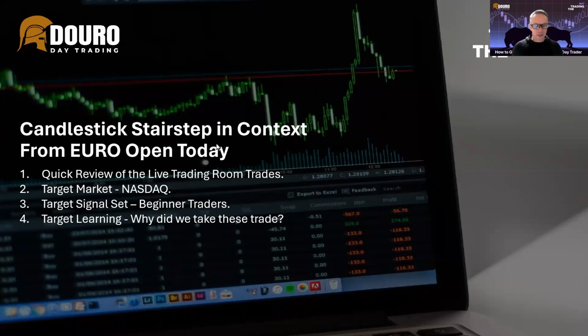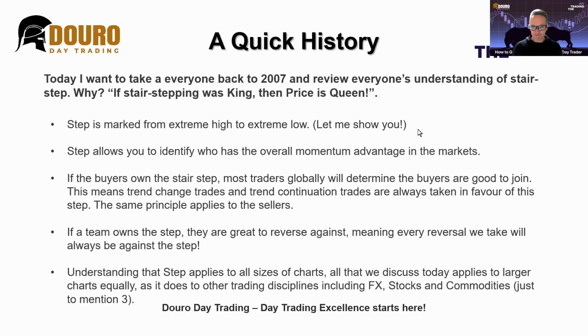Now, in terms of candlesticks, I want to teach everybody tonight ultimately how to do candlesticks in terms of the stair step properly. So what I want to do, guys, is take everyone back to 2007. This is how I was taught stair stepping.